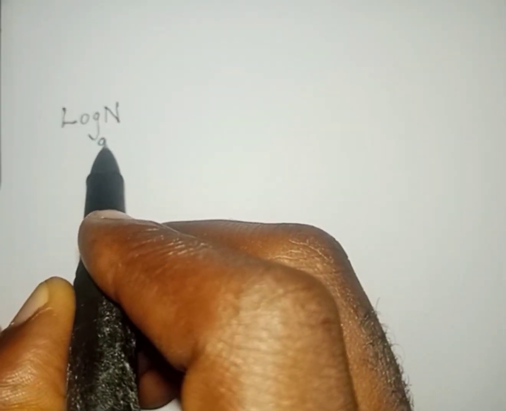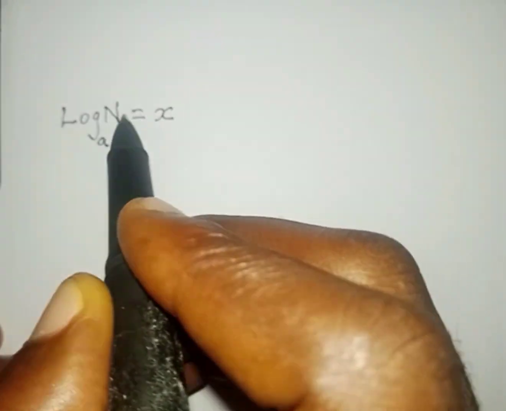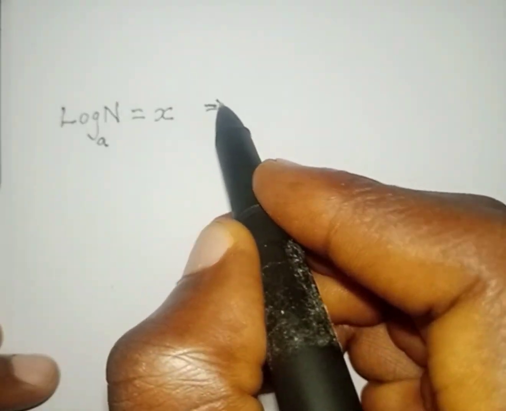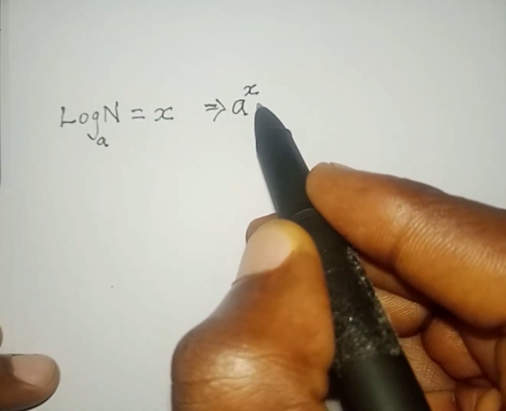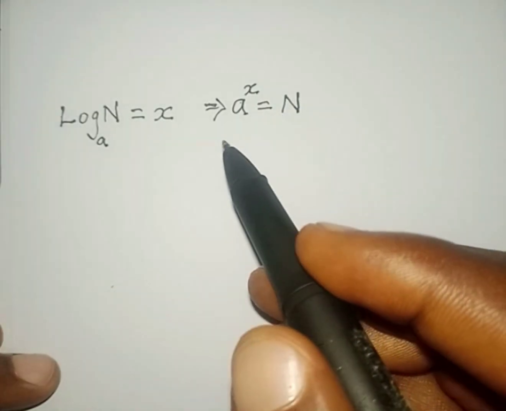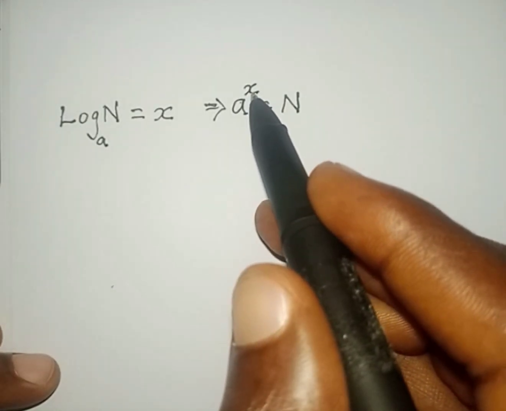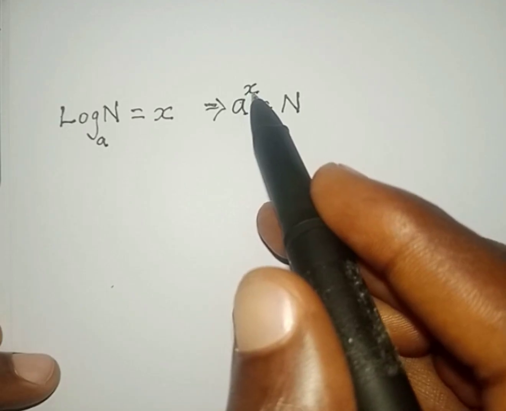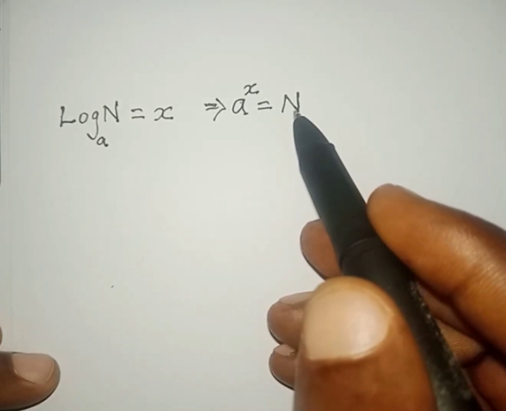log n to base a equals x. This simply means a raised to power x equals n. What this means is: how many times can you raise a, that is, how many times can you multiply a by itself to give n?